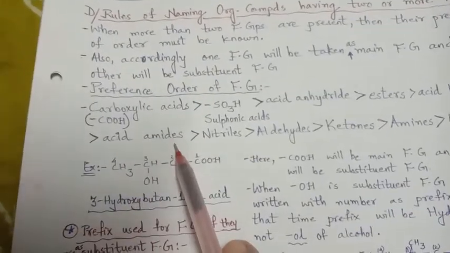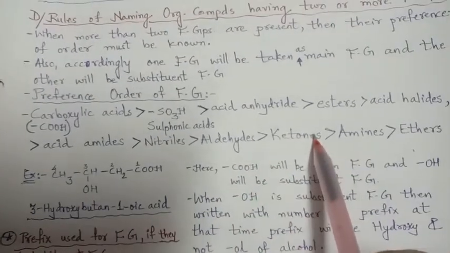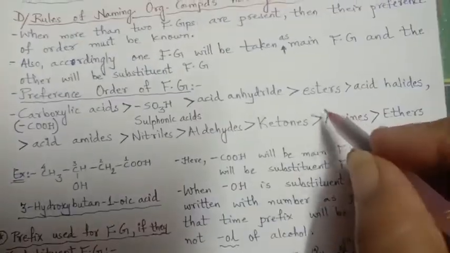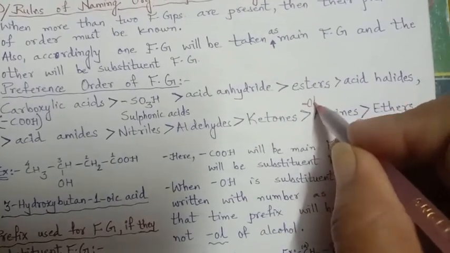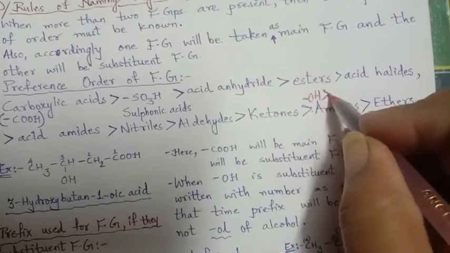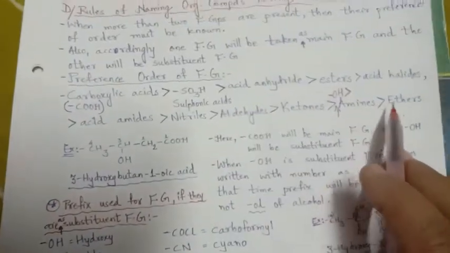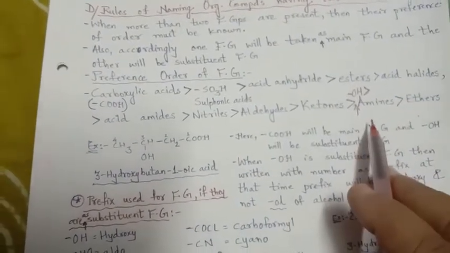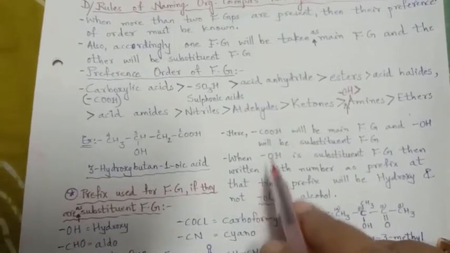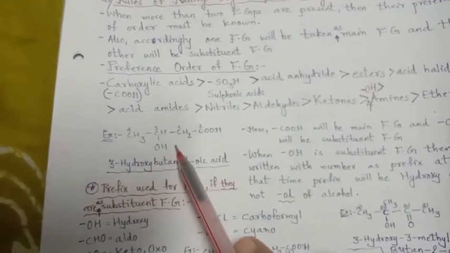Then acid amides, nitriles, aldehydes, ketones, amines, ethers. Ketones, and here alcohol is also to be considered, and then amines and ethers. Clear? So this is the preferential order. Twice and thrice just read it and keep it in mind, because it will help you a lot while naming the given compounds, right? So here is an example.